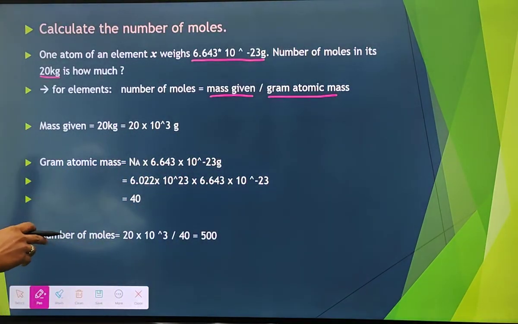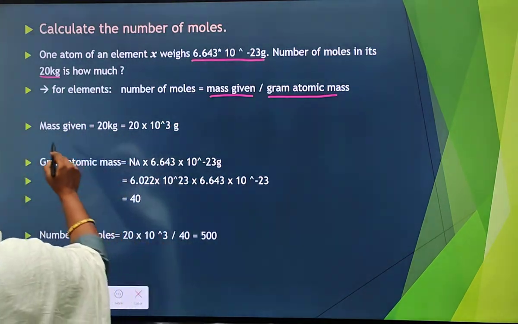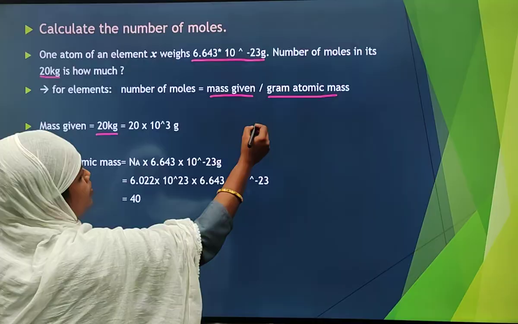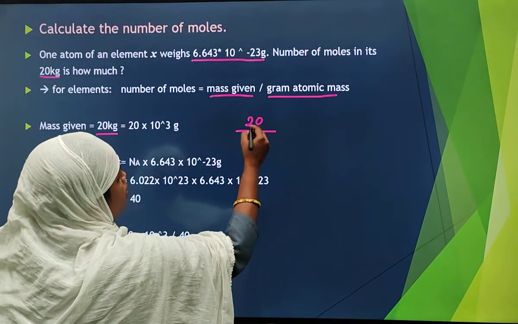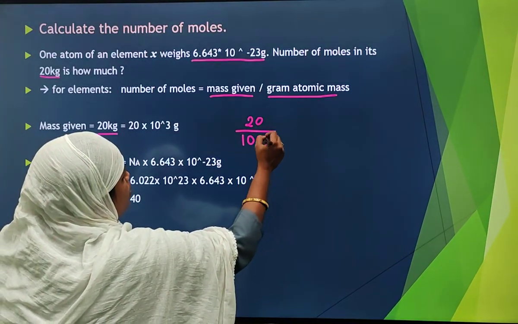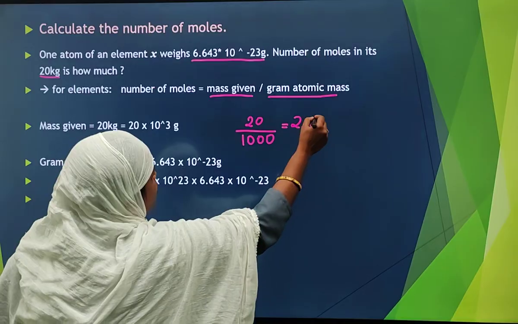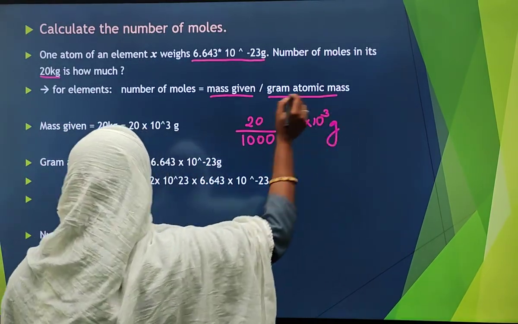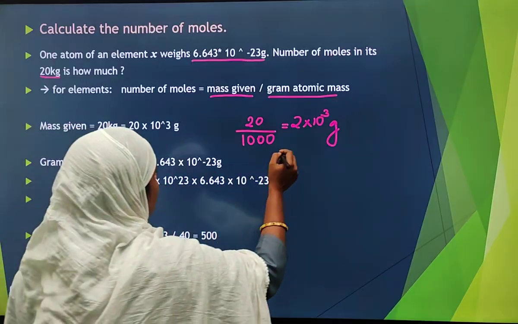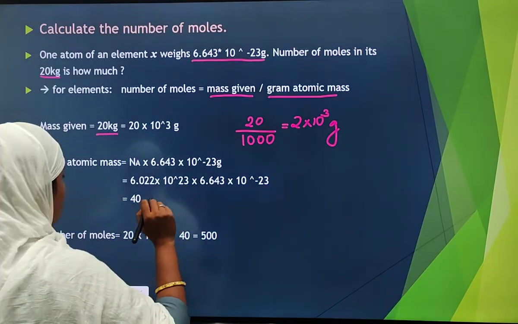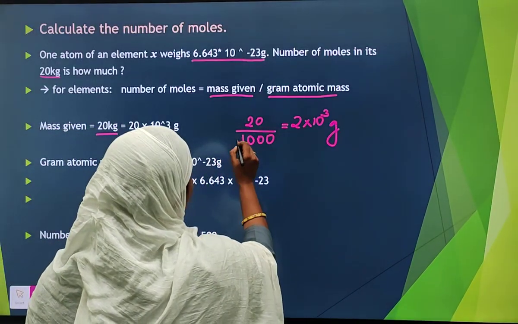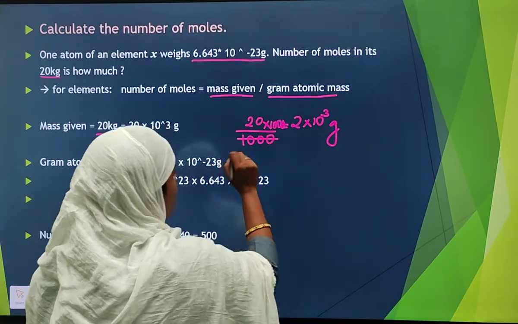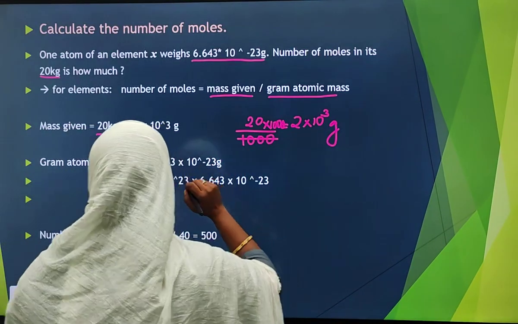First we will find out the given mass. Given mass is 20 kgs. We will convert it into grams, that is 20 into 1000, which comes to 20 into 10 raised to 3 grams. Sorry, I had done something wrong. It is 20 into 1000. If it were in the denominator, it would be negative.